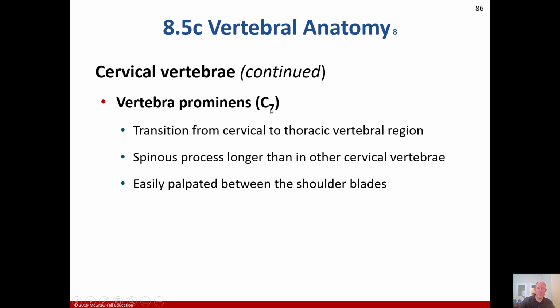And the vertebra prominens is C7. There's the transition there for the cervical thoracic vertebral region. The spinous process is longer than other cervical vertebrae, and it's easily palpated between the shoulder blades.